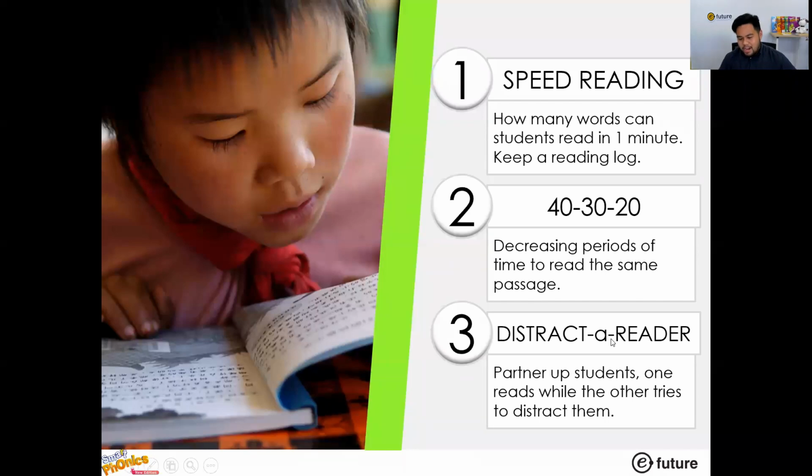Okay? And then kind of a fun one that you can do, depending on how big your classes are, distracting a reader. Okay? So have the students try to read a passage, but then also see, can you get them to mess up a bit? Okay? So that'd be kind of a fun exercise to do with your students.